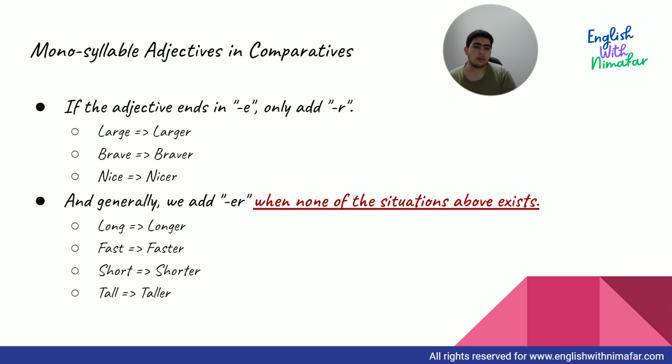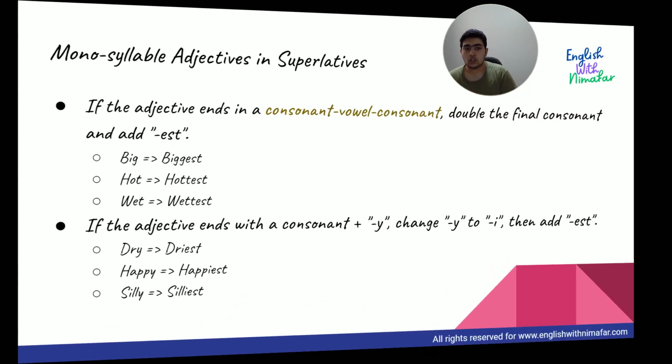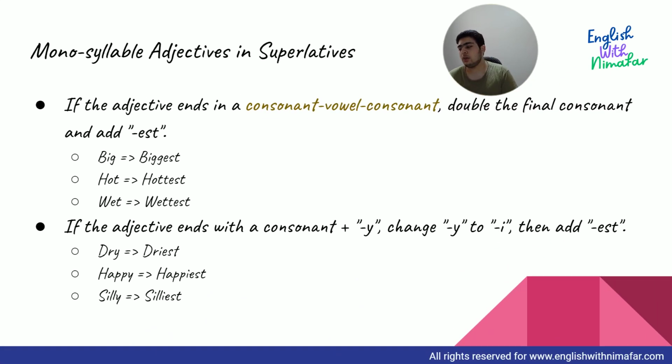This was for comparatives. Let's talk about superlatives. Superlatives are like, for example, I am the best soccer player, or he's the worst lawyer, he's the smartest person I know, and so on. Again, we're going to talk about monosyllable adjectives in superlatives. When you compare one person among a group, it has a kind of feeling of superior.